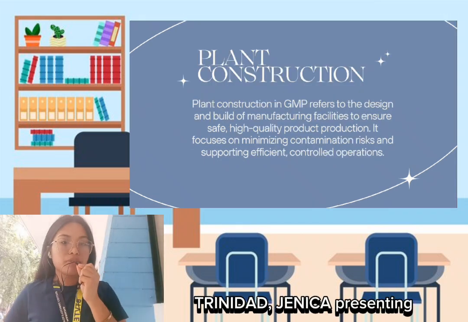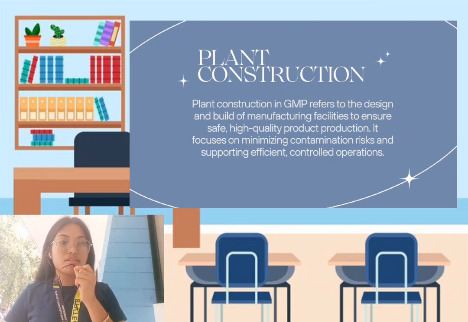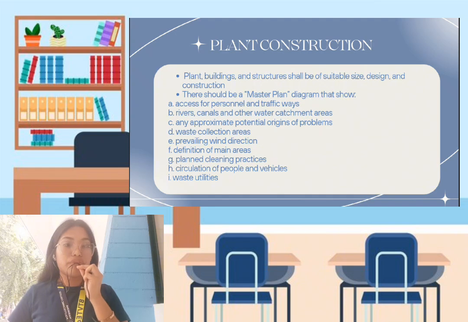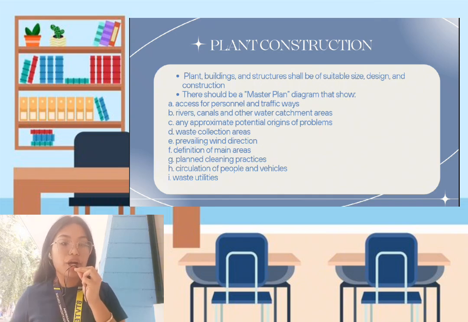So one of the good manufacturing practices is the plant construction. One, the plant, buildings, and structure shall be of suitable size, design, para makapag-facilitate ng maintenance at sanitary operation for food manufacturing purposes. Individual working areas ay kailangan husto to prevent cross-contamination and confusion. Second is, there should be a master plan diagram.